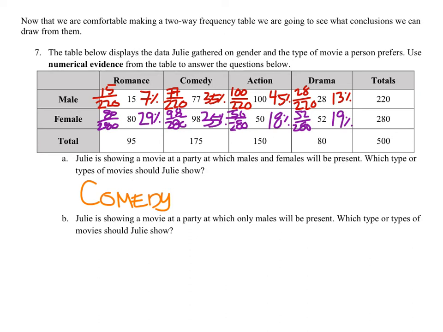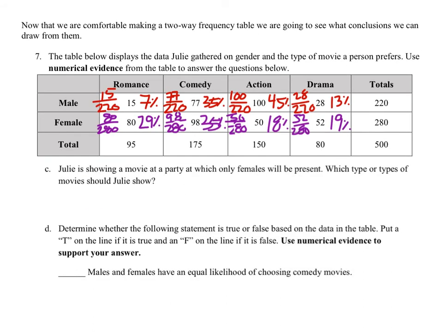So B, Julie is showing a movie at a party at which only males will be present. Which type or types of movies should she show? Which type of movie should she show with just males? Action. Yeah, action. And then just as a backup, looks like comedy would be the backup for the males. Okay. All right, Julie is showing a movie at which only females will be present. Which type of movies should she show? Well, there's a lot more females that chose comedy. And then romance would be the backup with the female party.